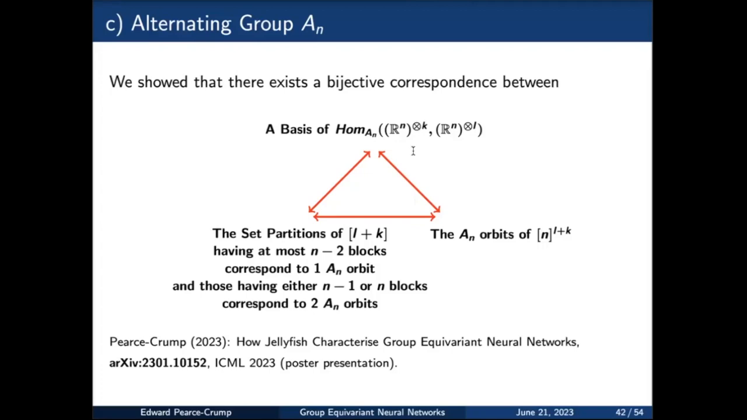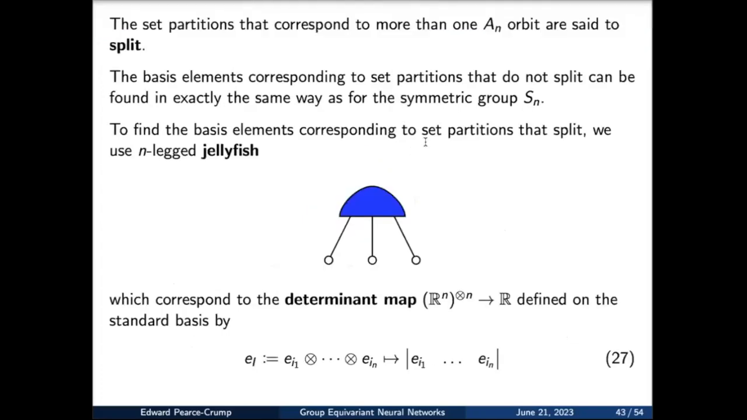So just some terminology quickly. If it corresponds to more than 1 orbit or 1 basis vector, we're going to say that that set partition splits. If it doesn't split, right, so up to n minus 2 blocks, then we just find the basis elements exactly the same way as for the symmetric group that I showed you earlier.